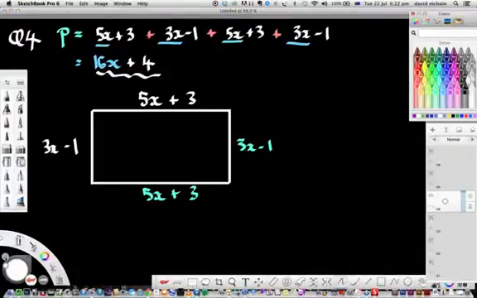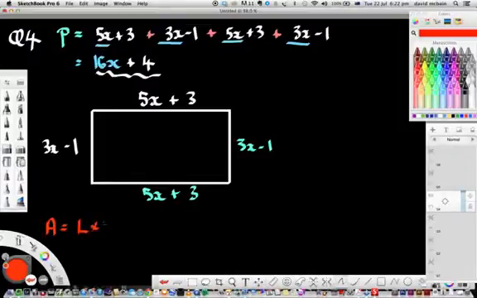The area, that's part B. The area, once again, is the length times the width. So that will equal the length, which is 5x plus 3, multiplied by the width, which is 3x minus 1.